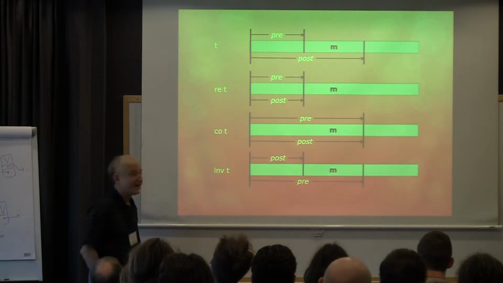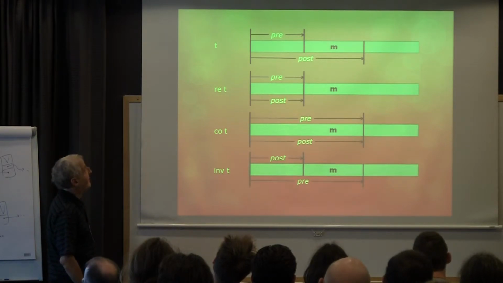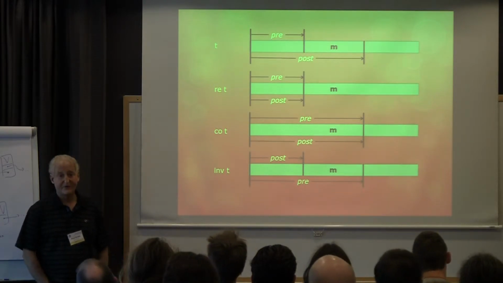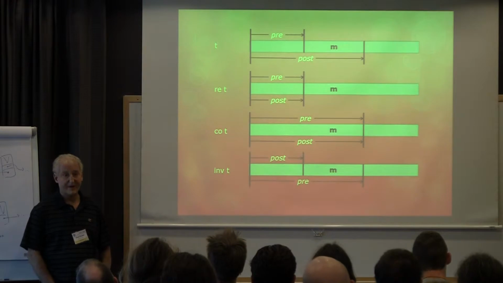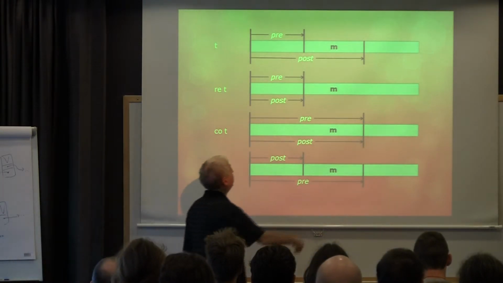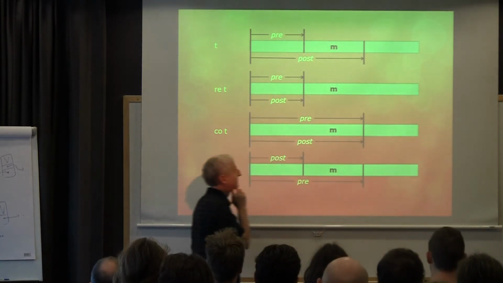At the top we have a tiled PTM. That's a pre and a post. So what reset does is it takes the post and aligns it with pre. It literally changes post to be the same as pre. Co-reset does the dual of that, if you will. It makes pre the same as post.